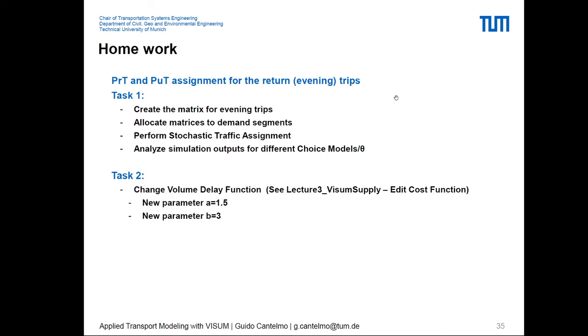This is some homework, or some exercise, more than homework, for private transport and public transport. You should try to do the assignment for the return evening trips. So basically this means that first you have to create the matrix for the evening trips, like we have seen until now, allocate the matrices to the demand segment, perform the stochastic traffic assignment, and analyze the simulation output for different choice models. Playing with the scale parameter will help you a lot in understanding how this parameter can change entirely the output of your model.